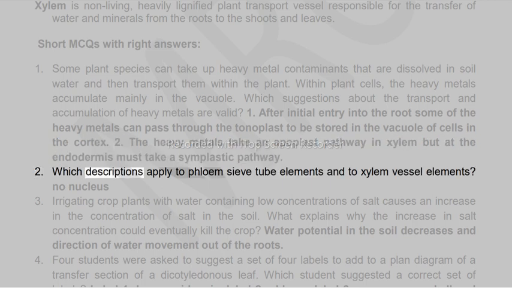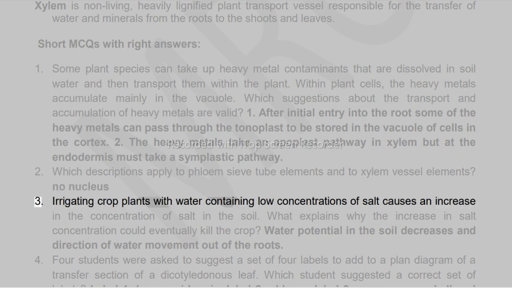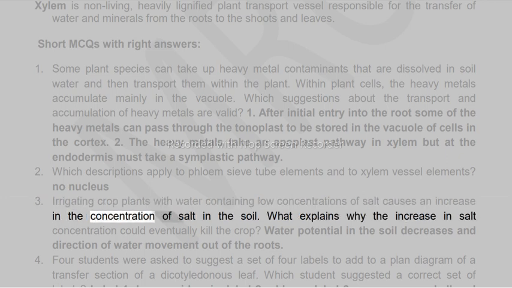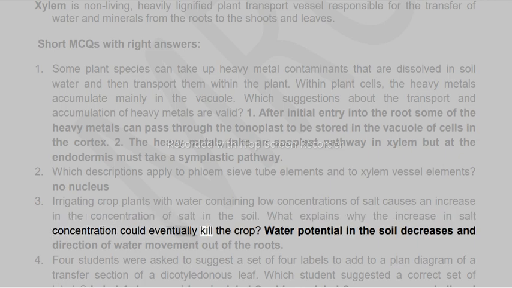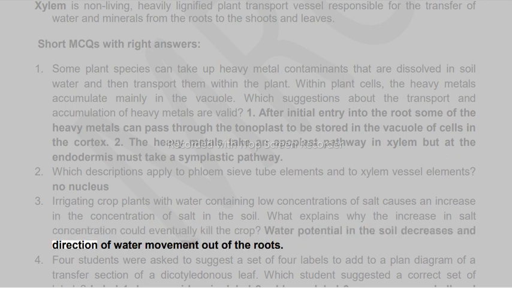2. Which descriptions apply to phloem sieve tube elements and to xylem vessel elements? No nucleus. 3. Irrigating crop plants with water containing low concentrations of salt causes an increase in the concentration of salt in the soil. What explains why the increase in salt concentration could eventually kill the crop? Water potential in the soil decreases and direction of water movement out of the roots.